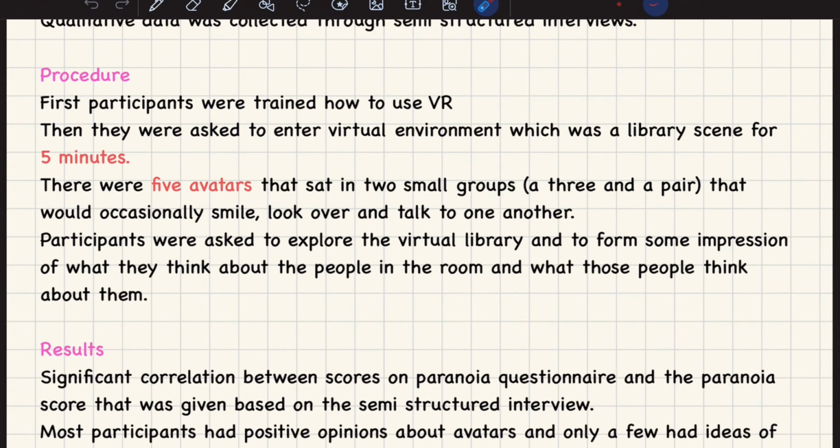So the participants were asked to enter the virtual environment for 5 minutes, and they were asked to explore the library and to form some impressions about those 5 avatars and what they think about them. And what do those 5 avatars think about them?